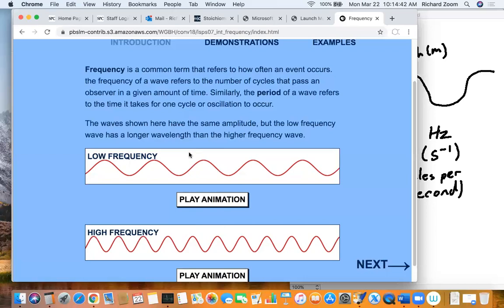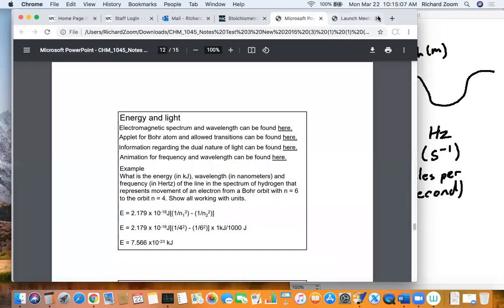Obviously, these aren't traveling at that speed, but the whole point is that you can see the relationship there between frequency and wavelength. So cycles per second. It's the number of these waves that pass a given point in 1 second. That's frequency. Does anybody have any questions? All right.